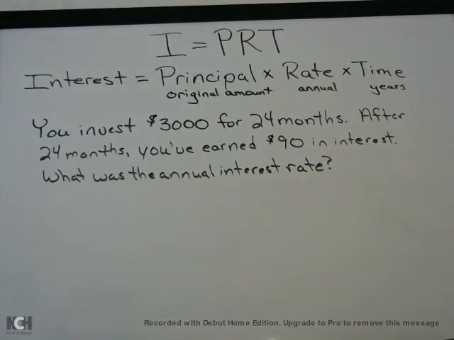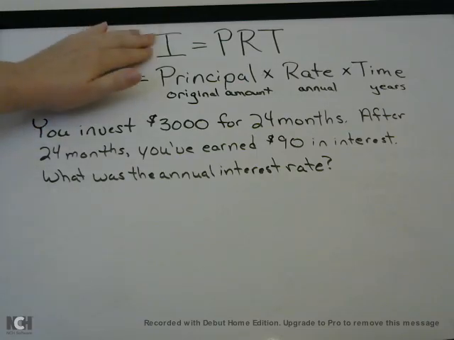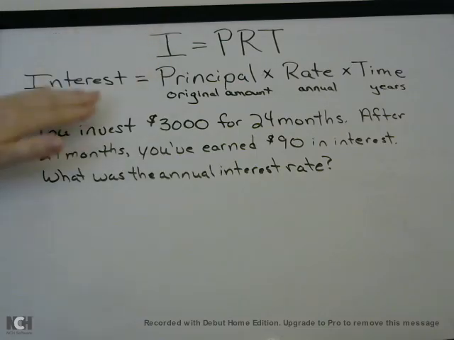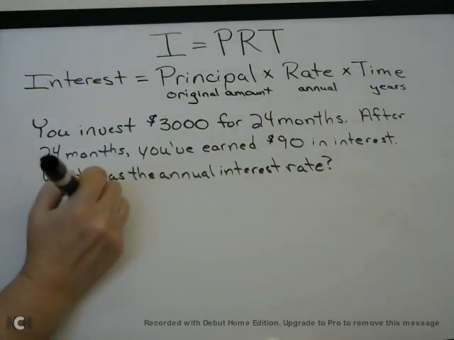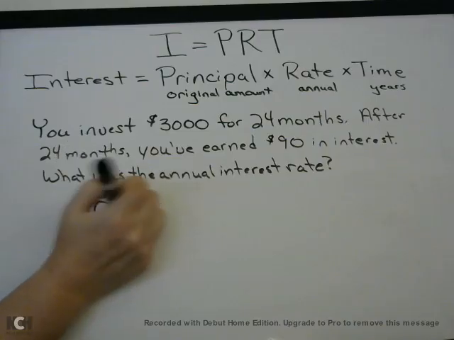Okay, so we have a new problem up that's going to involve a little bit of algebra. Here's the problem. You invest $3,000 for 24 months. After those 24 months, you've earned $90 in interest. So the question is, what was the annual interest rate? Again, we just find the formula and plug in the numbers. We know the interest. They're telling us $90 is interest. So $90 is I. I equals, so just follow the formula.